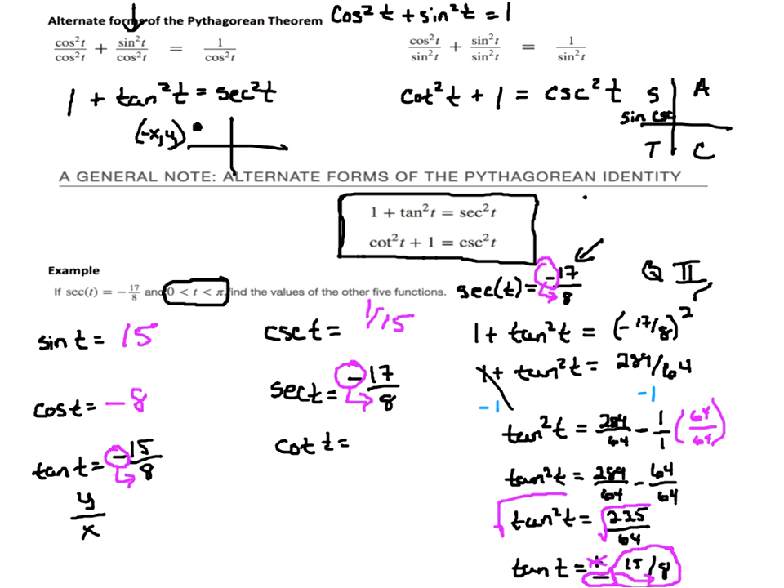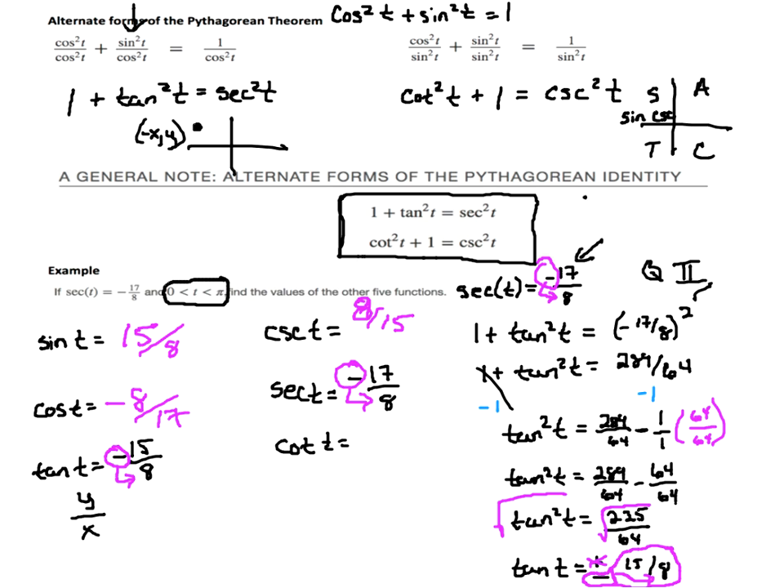Oh, goodness. Well, hang on just a second. Let me think about this a little bit more, because my secant and my cosine should be reciprocal. So this should actually be -8/17, which means this has got to be 15/8. So this is 8/15 there.